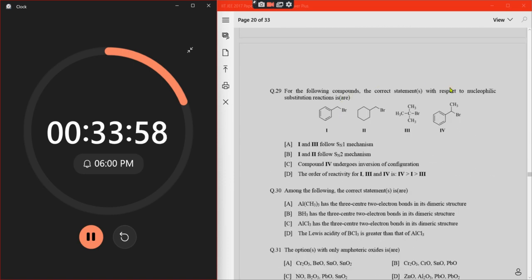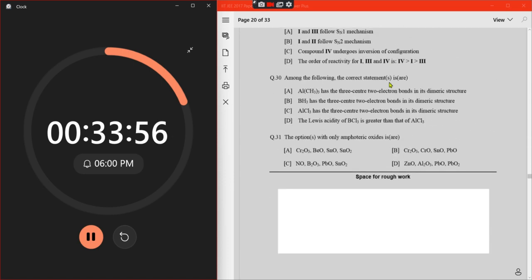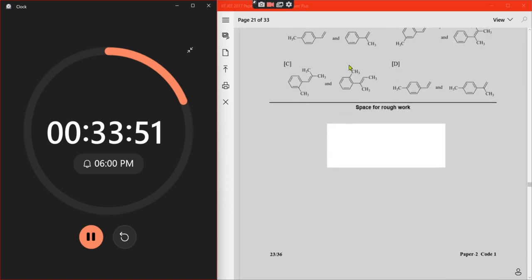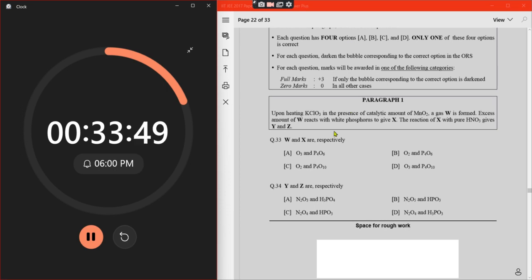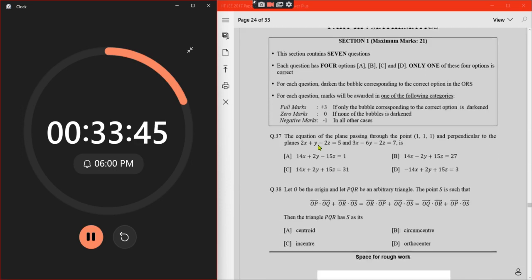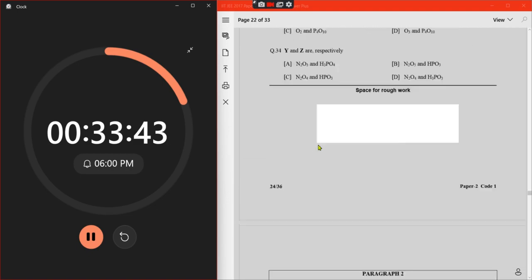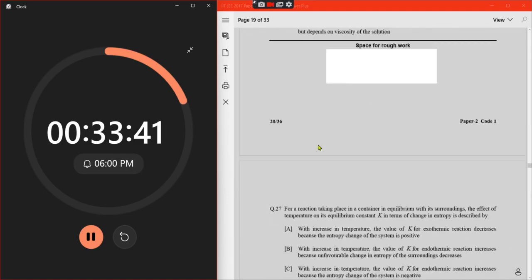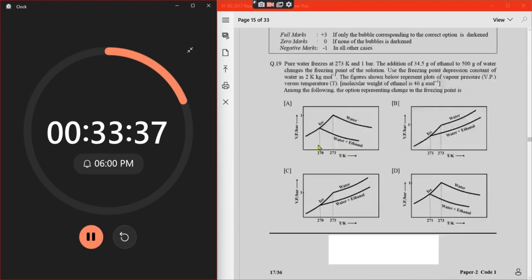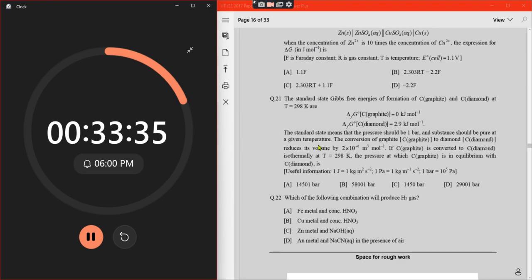Okay, for the following compound, the correct statements with respect to. Okay, नहीं नहीं नहीं. फिजिकल केमिस्ट्री where is फिजिकल केमिस्ट्री? ये तो नहीं है, ये भी नहीं है. तो मैथ्स आ गया, ओह शिट, फिजिकल केमिस्ट्री है ही नहीं, अरे यार, that's not good. और जो भी है वो काफी complicated वाली है, ठीक है जो भी है.